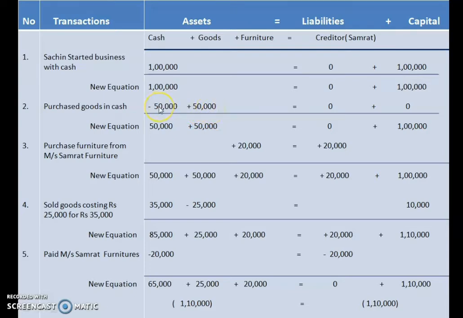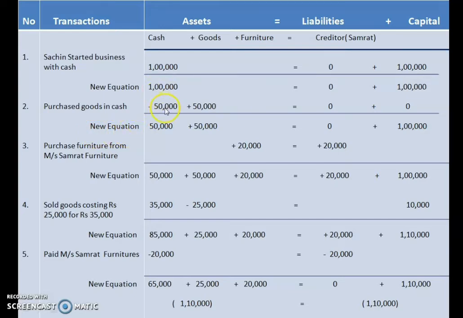So one item you have subtracted and the other item is added. So cash is going out and goods are coming in the business. So one is subtracted and one is added on the same asset side. Liability and capital, for this transaction there is no item. So you can write here 0, 0. So one more transaction is over. So draw a line and just below that write down the new equation.